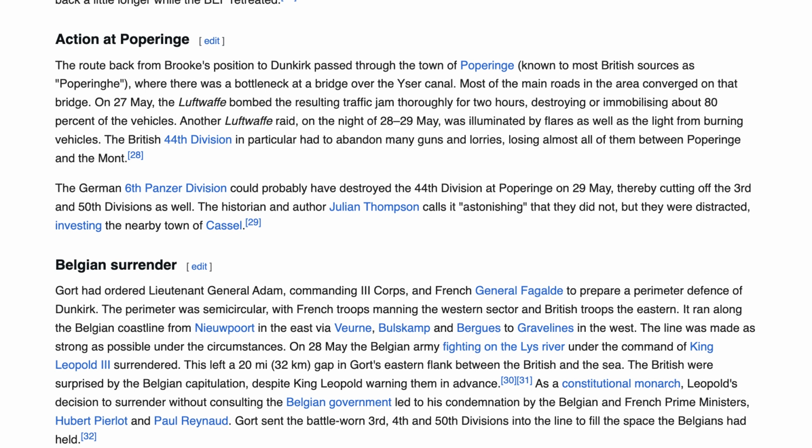The British 44th Division in particular had to abandon many guns and lorries, losing almost all of them between Poperinge and the Mont. The German 6th Panzer Division could probably have destroyed the 44th Division at Poperinge on the 29th of May, thereby cutting off the 3rd and 50th Divisions as well. The historian and author Julian Thompson calls it astonishing that they did not, but they were distracted, investing the nearby town of Kassel.